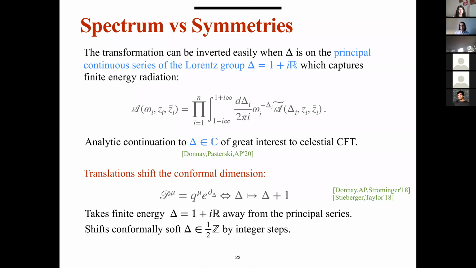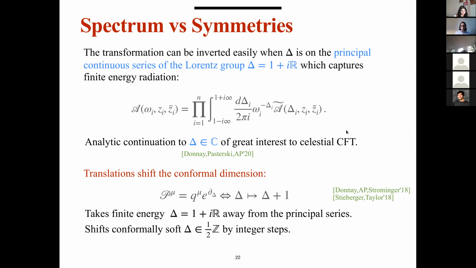Okay, so the Mellin transform can easily be inverted if the conformal dimension is on the principal continuous series of the Lorentz group, which means the real part of delta is 1, and the imaginary part is any real number. This principal continuous series contains essentially finite energy radiation. If you take the on-shell plane waves and Mellin transform them, the fact that the plane wave basis was delta function normalizable translates into this new basis being delta function normalizable, but the delta has to be constrained to lie in the principal series. If that's so, then we can invert the Mellin transform in that way.